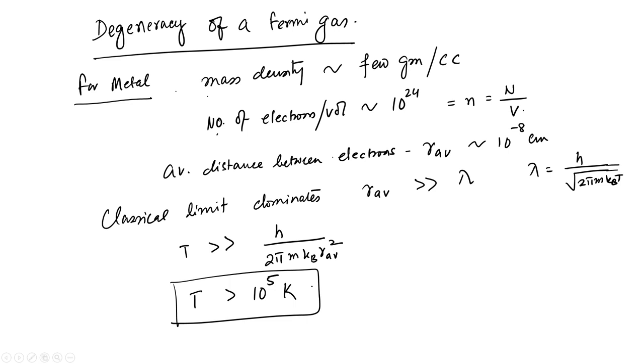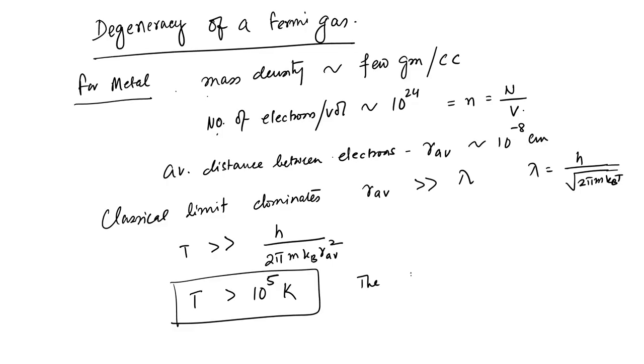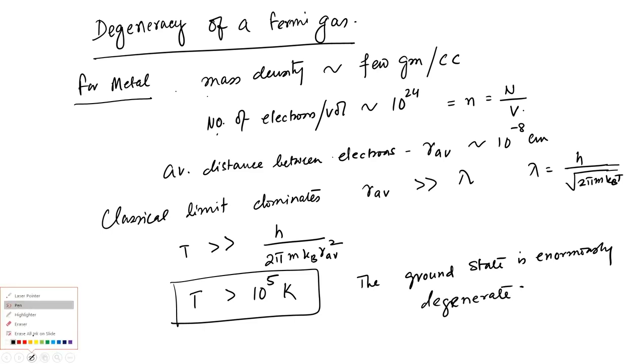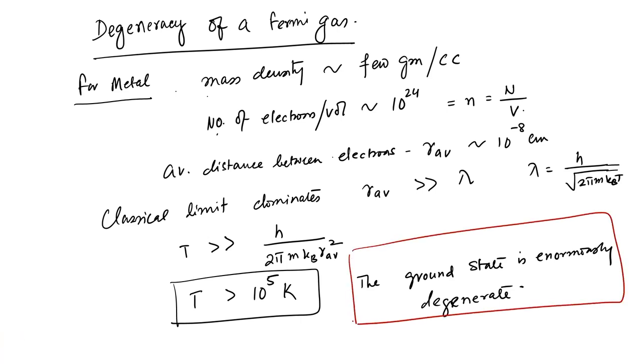So even at room temperature, which is known to be our classical limit from the discussion that we had so far, it looks like the room temperature is far lower than this temperature. So what you would have imagined as a classical limit, the room temperature, should still be taken as T equal to 0. So this is like saying that the ground state is enormously degenerate. Let me make a box of this.